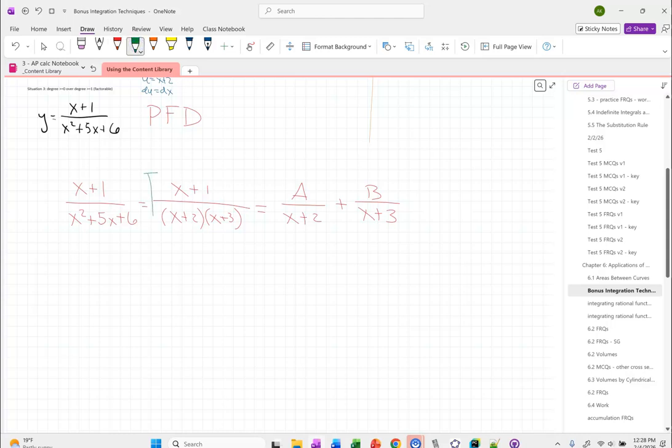So I'm going to treat this as an equation. I want to solve this equation for A and B. I want to find out what those values had to be. Everybody good? To solve that equation, the first thing I'd want to do is get rid of the fractions. What would I multiply both sides of that equation by to get rid of the fractions? X plus 2 times x plus 3.